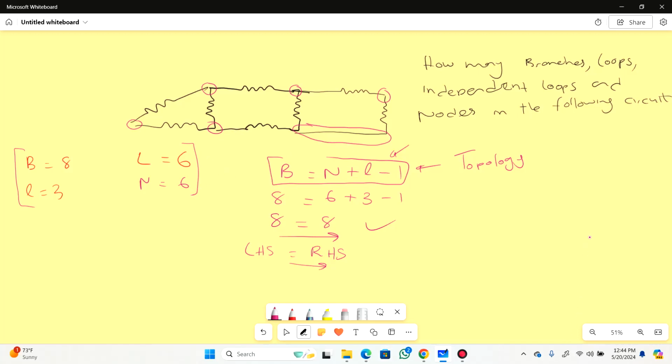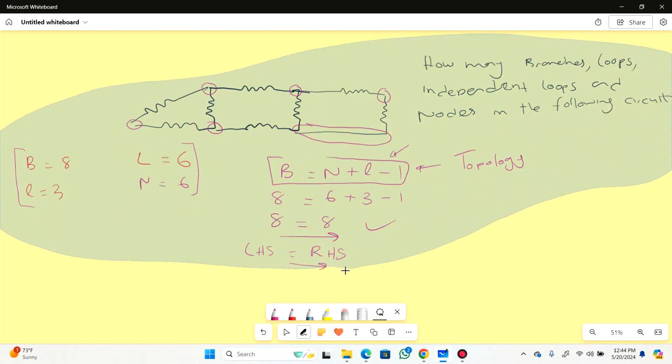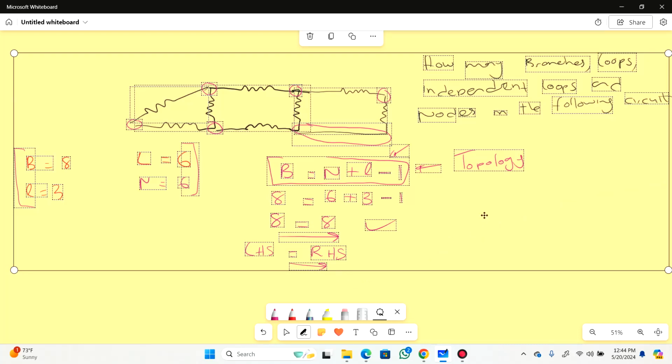The next time we will be looking at Kirchhoff's law, and of course voltage division and current division. So that's it. I hope that you understand this topic here. It's a very easy topic, and practice more of this. I will look at more past papers, and that's about it.